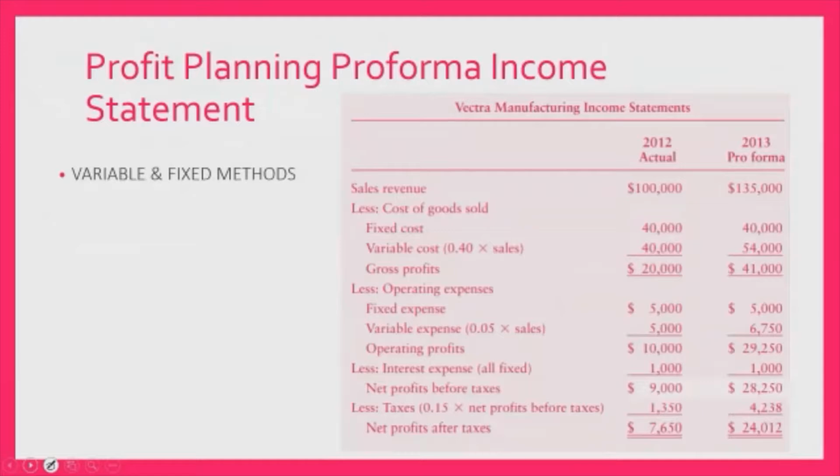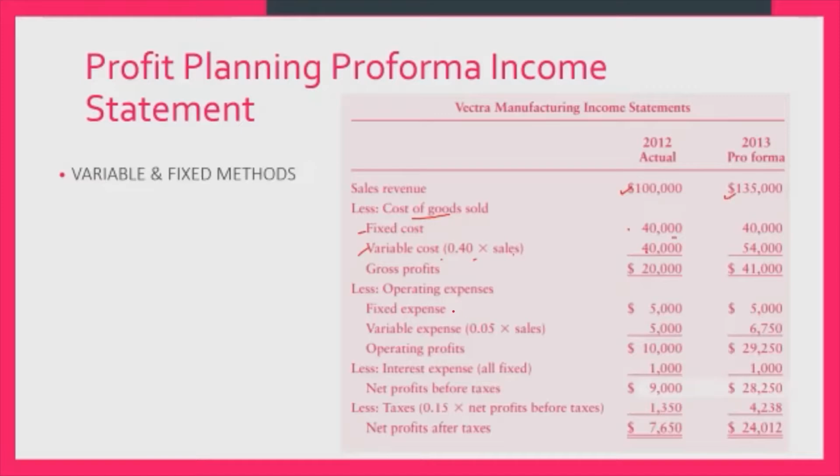Now there are variable and fixed methods, because not all our expenses may be variable. Some of them are fixed, right? You have fixed costs. So this is a mixed method where you can do variable and fixed. So you're given in this situation the fixed amount and the variable cost as a percentage of sales. So fixed is fixed, and cost of goods sold is broken down into fixed and variable. Variable will be 40% of sales. So in 2012 it was 40% of 100,000. In 2013 it's the same 40%, but of the estimated sales figure of 135.